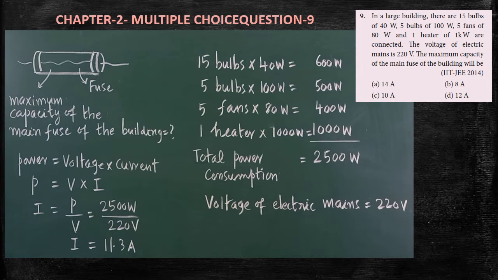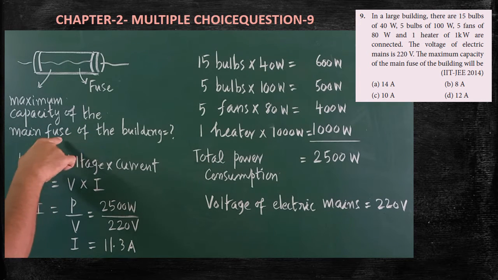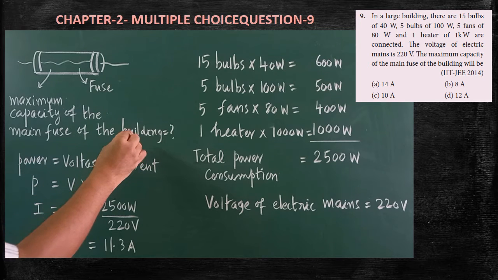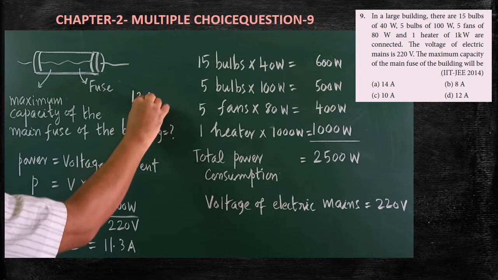Now we have to see the options which are given in the textbook. That is very important. In the textbook, option A is 14 ampere, B is 8 ampere, C is 10 ampere, D is 12 ampere. Tell me, among the four, which number is nearest to this 11.3? The nearest number is 12. Are you clear? Therefore, the maximum capacity of the main fuse of the building is how much? 12 ampere. That is the answer.